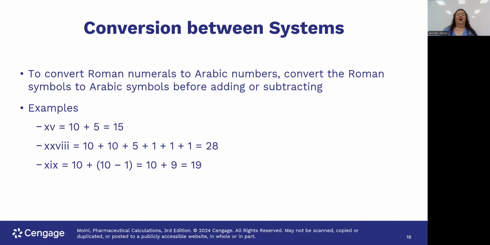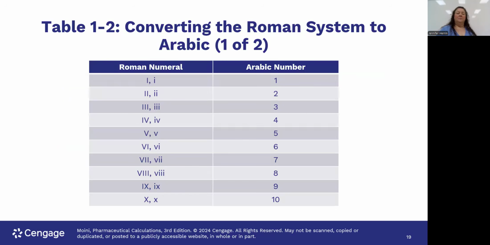And lastly, XIX. X is 10, I is 1, and X is 10. So we have a 10, and then that second X has a 1 in front of it, so we need to subtract 1 from that 10. And so it becomes 10 plus 9, which leaves us with 19.